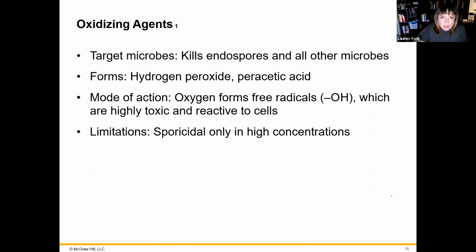And some bacteria don't have any way to, heal isn't the word that I'm trying to think of. Some bacteria don't have a way to manage the presence of these oxygen-based products that can be dangerous to the cell. So, right.